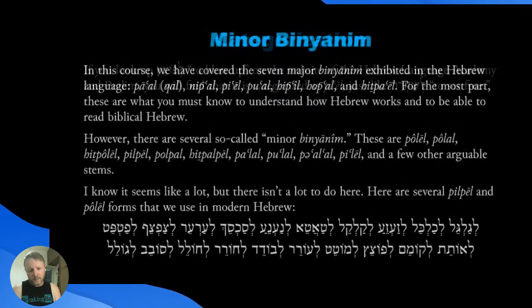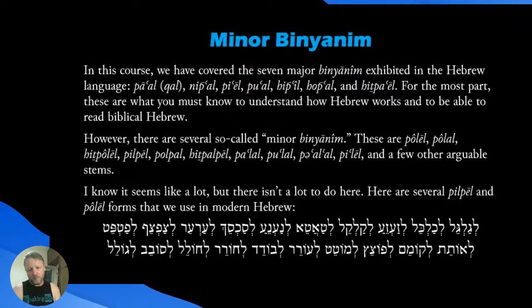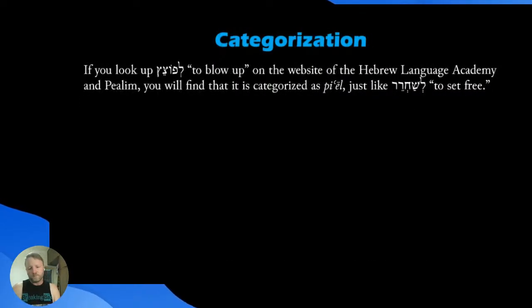Okay, so they look like they could be kal participles, potzets, but it's obvious that it's not when you add the lamed prefix for the infinitive construct, lefotzets. If it were kal, it would be liftzots. All right. If you look up lefotzets, to blow up, on the website of the Hebrew Language Academy or pealim.com, you will find that it's categorized as PL, just like leshachrer, to set free, which is obviously not.